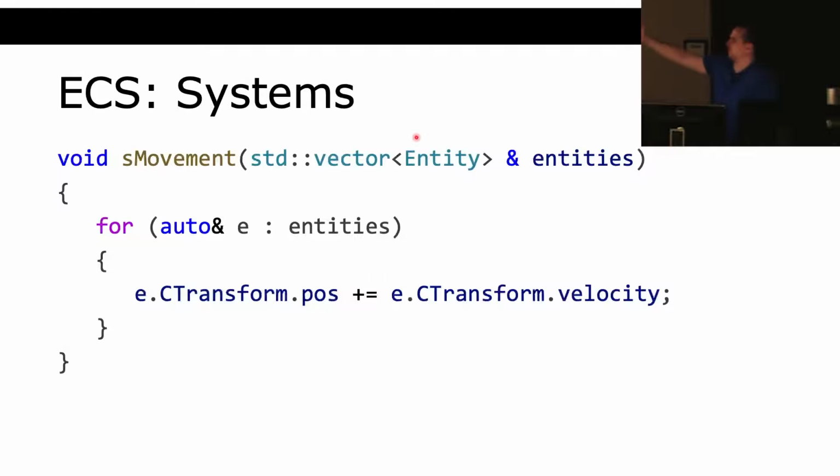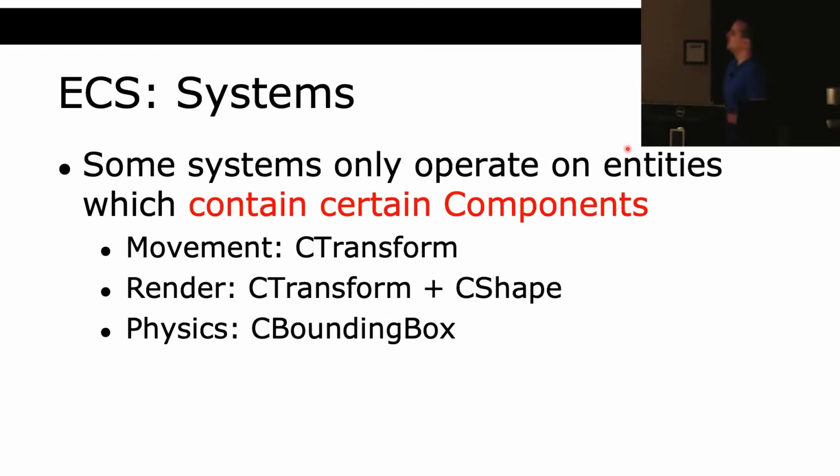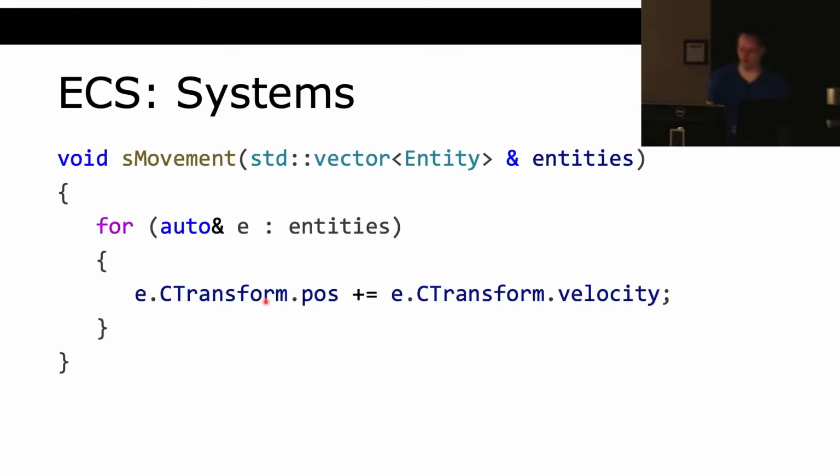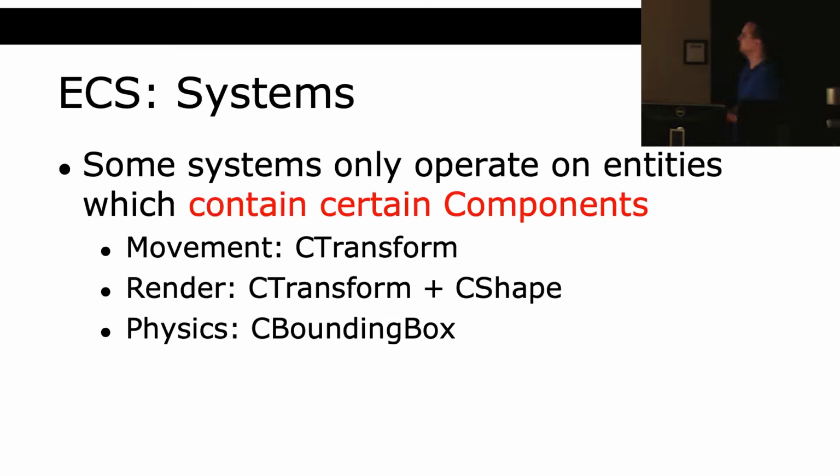So here, this would be our movement system. Our movement system just says, hey, for each entity, add the velocity to the position. So these systems, pretty much every entity is going to have at least a transform component, right? Because it has to have a position, a velocity, etc. But maybe it doesn't. Maybe one doesn't have a transform. So some systems only operate on entities which contain certain components. For example, a movement system would only operate on things that have transform components because they have to have a position and a speed to be able to move, right? Rendering would have to have a transform and a shape. Physics would have to have a bounding box.